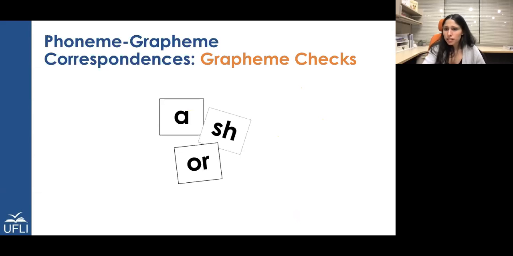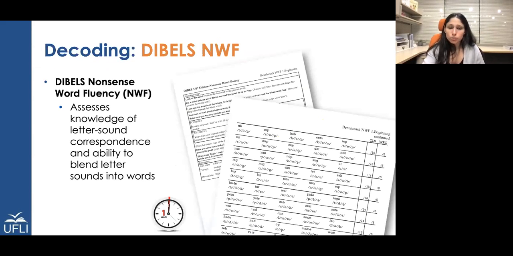Phoneme grapheme correspondences can be assessed too by just doing grapheme checks. So which graphemes that I've taught and reviewed have students mastered. So having grapheme cards and then a list of the graphemes that you can just mark off which ones they got correct or incorrect. DIBELS also has a nonsense word fluency subtest that helps you find out information about decoding.